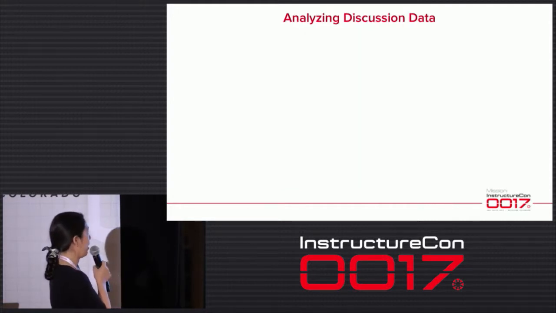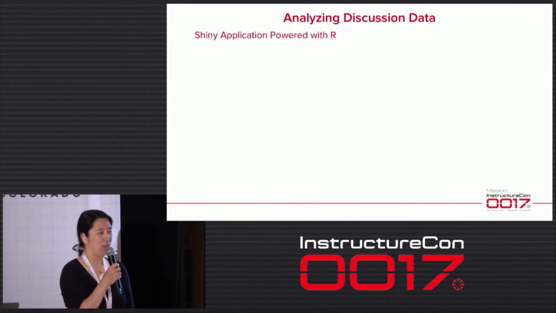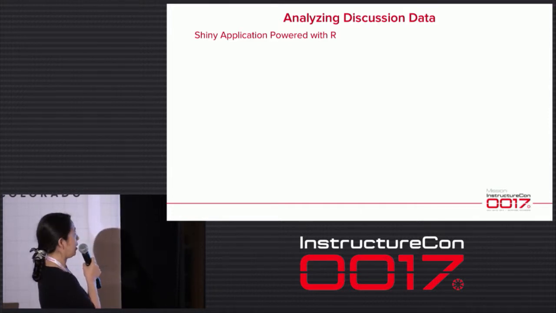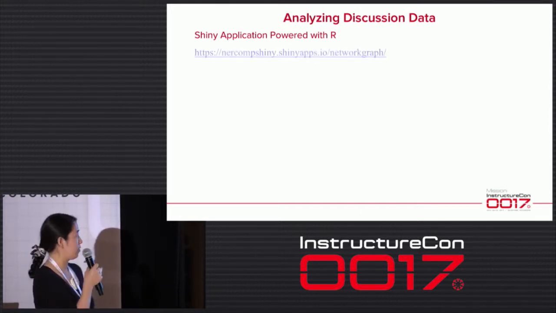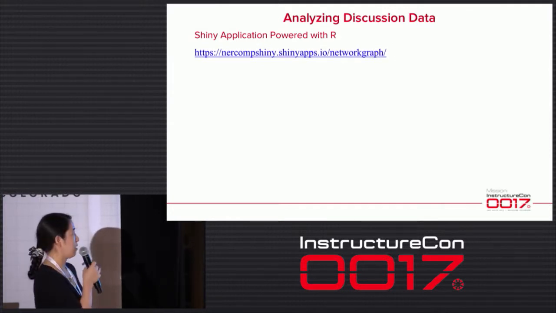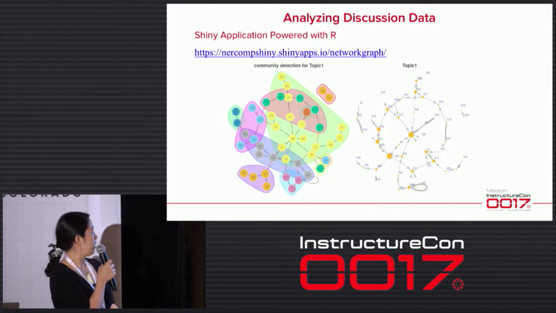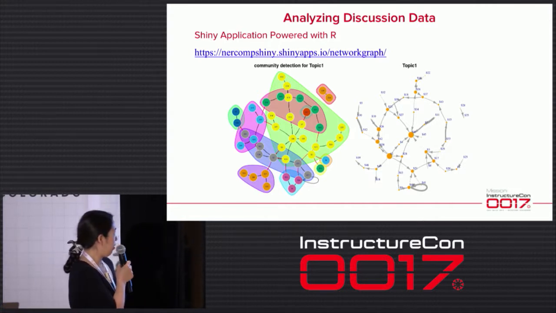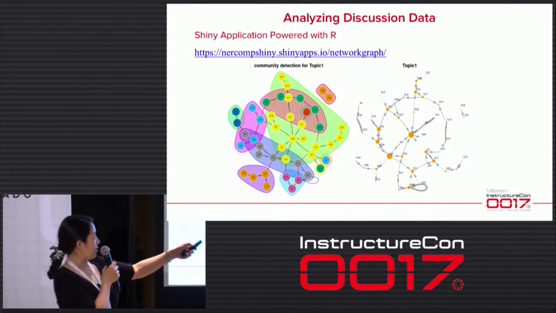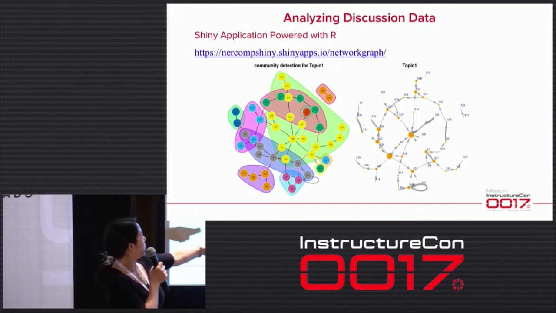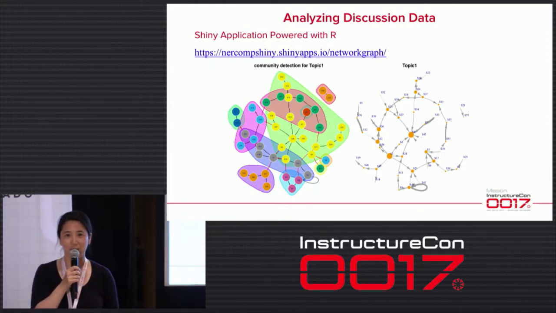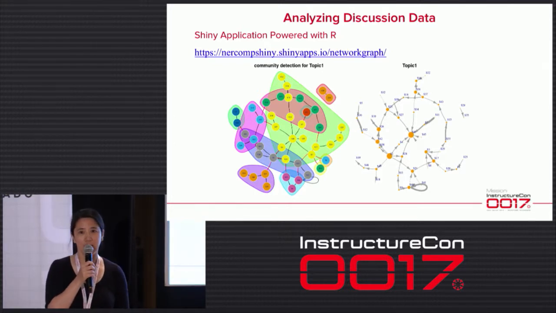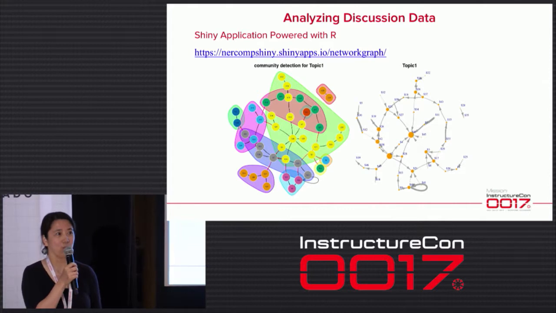So we apply this approach to gather the student data and then load the data into a self-service tool, with the link provided here. And then the tool generates the diagram for the faculty. One is a social interaction diagram. This one is community detection. Basically, it uses the data to suggest to the faculty what subgroups are formed by the students' online discussion interaction data.